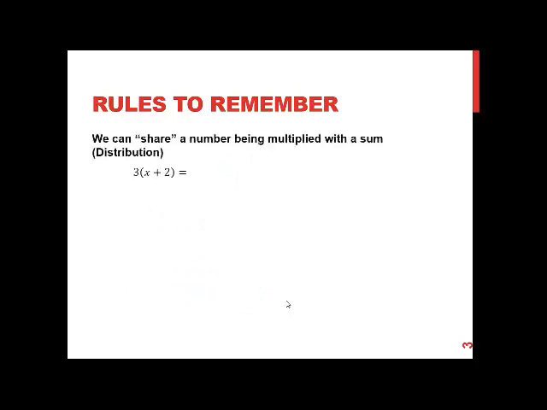More rules to remember. Distribution. We can share a number that's being multiplied by a sum. So in this case we have 3 times the quantity x plus 2. We can share it or distribute it with each term inside the parentheses, giving us 3x plus 3 times 2, or 3x plus 6.